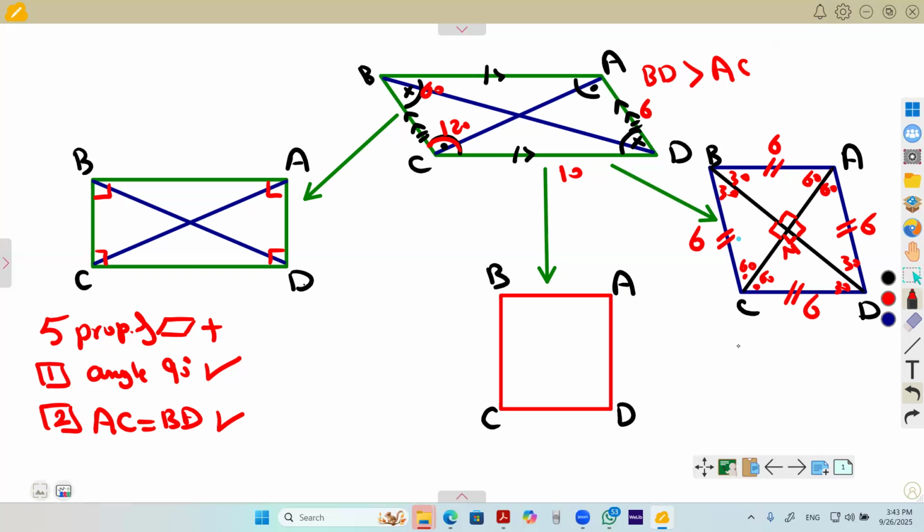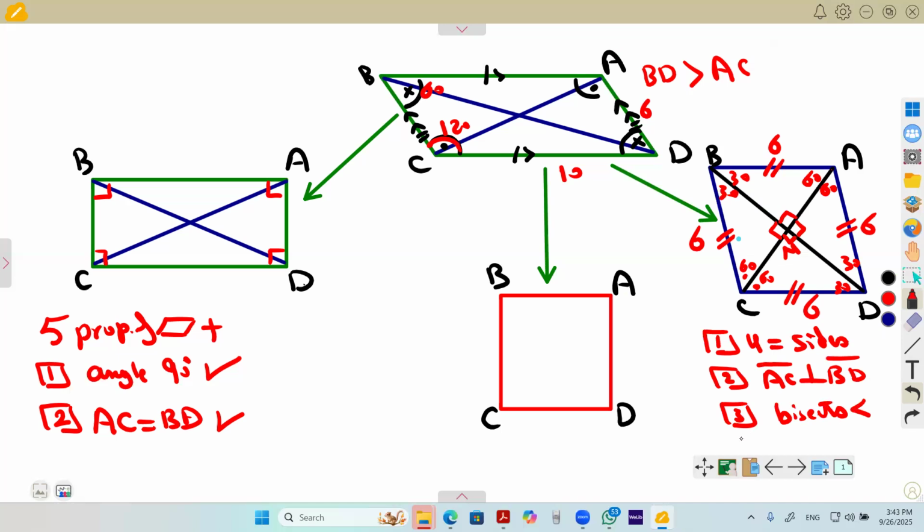What are the 3 properties? Number 1, the four sides equal. Number 2, the diagonals perpendicular, meaning AC is perpendicular to BD. Number 3, the diagonals bisect the opposite angles. This means that the measure of angle DAC equals the measure of angle BAC, and the rest follow likewise. Now let's come to the spoiled one, the square.